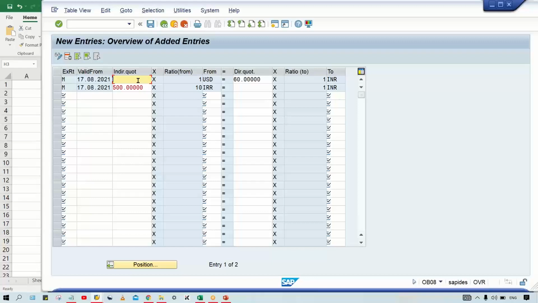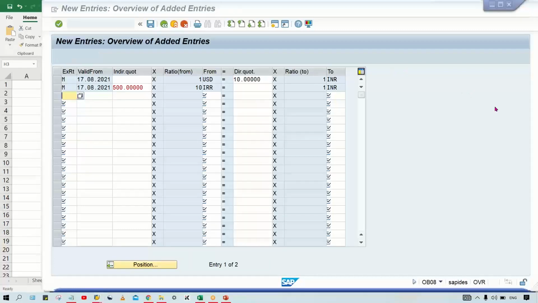Difficult to understand that. Okay, let's suppose here, 1 USD equals 10 INR, right? Then 1 INR equals what will happen, guys?